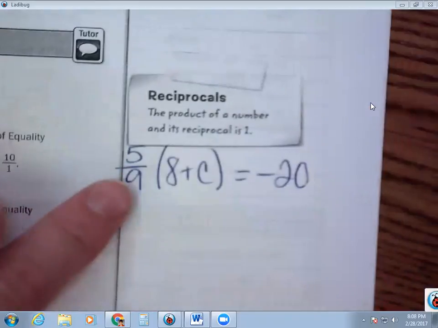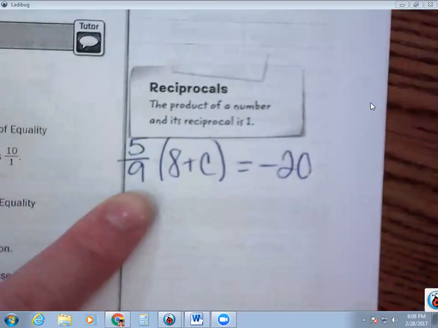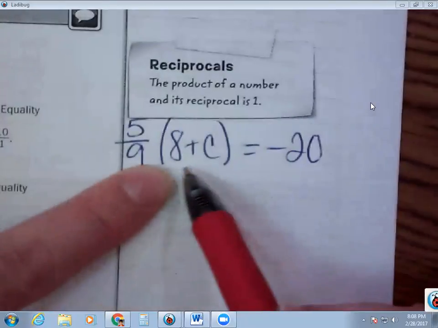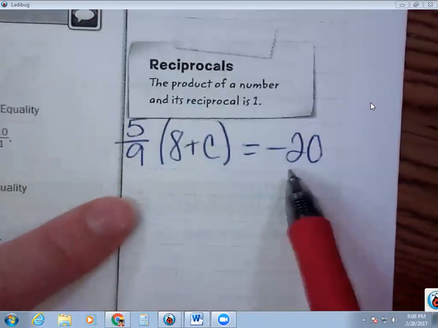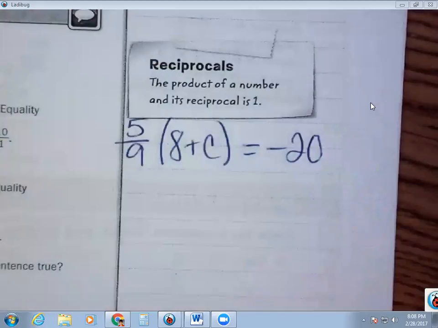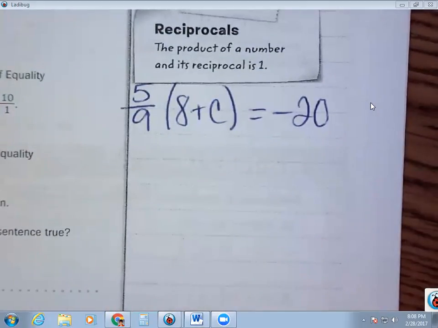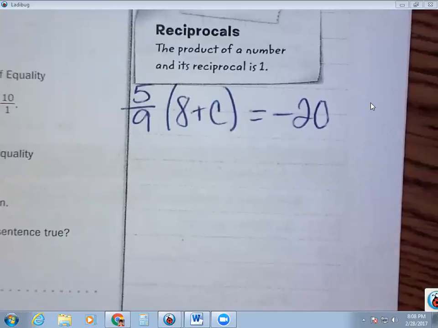So in your margin, please write the following problem. 5/9 times the quantity 8 plus C equals negative 20. Oh, I love that pencils are moving, moving, moving. This has got negatives and fractions. Boom. We're going to rock this out.